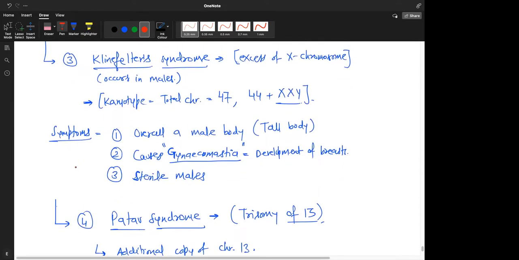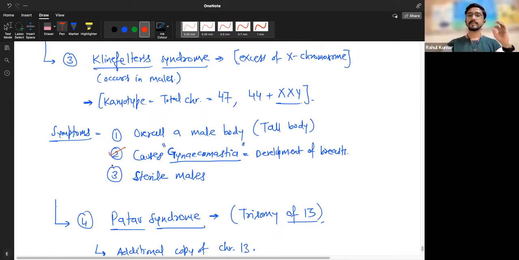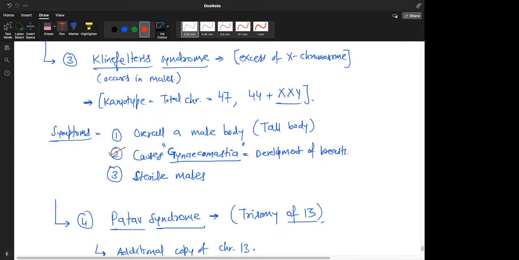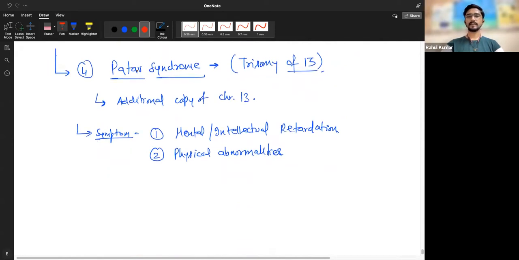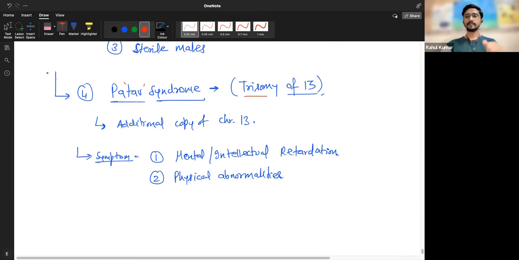In Klinefelter syndrome, it is excess of X chromosome, which occurs only in males. The men suffering from Klinefelter syndrome have an overall male body, but it causes gynecomastia, which is the development of breasts in males, and they are sterile. And we also discussed the last one, called Patau syndrome. Patau syndrome is a trisomy, just like Down syndrome, it is a trisomy of chromosome 13. Down syndrome was a trisomy of chromosome number 21. The symptoms are similar: mental and intellectual retardation and physical abnormalities. Clear, everyone? No doubts?